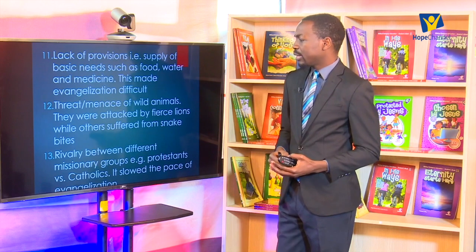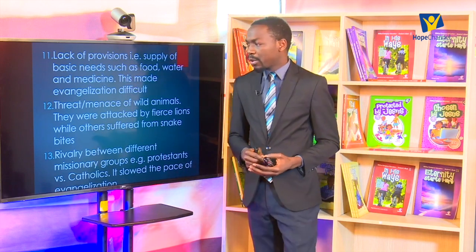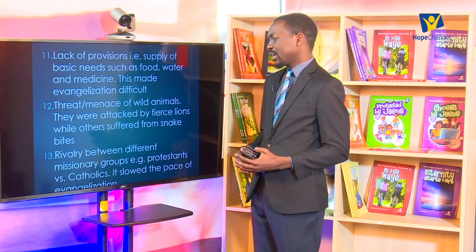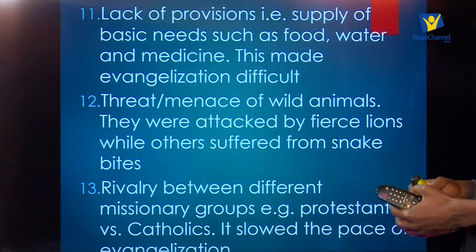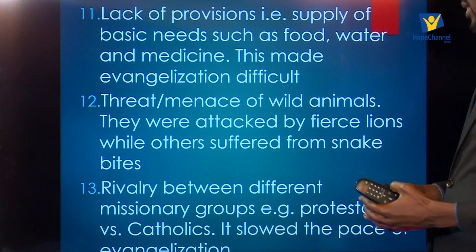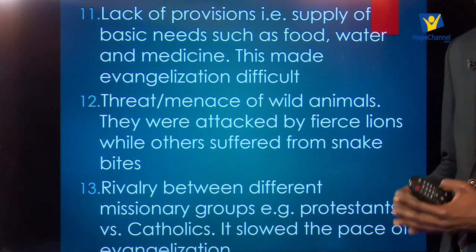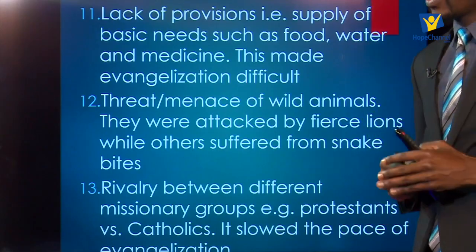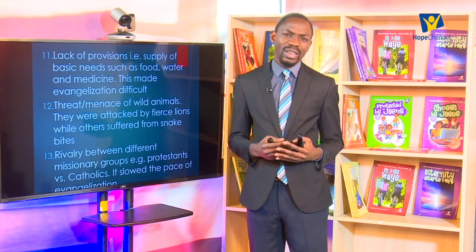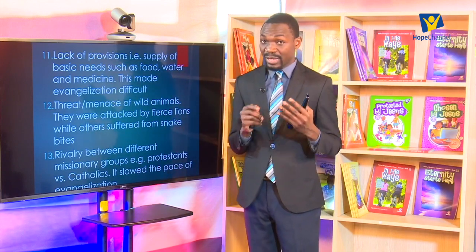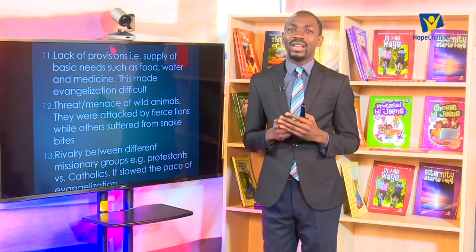Number 12, which is very important for us to know, there was a threat or menace of wild animals. They were attacked by fierce lions, while others suffered from snake bites. You've heard of the man-eaters of Tsavo. We'll be discussing this when we're talking about construction of the railway from Kenya to Uganda, and I will tell you more details about the man-eaters of Tsavo. This basically refers to the lions.